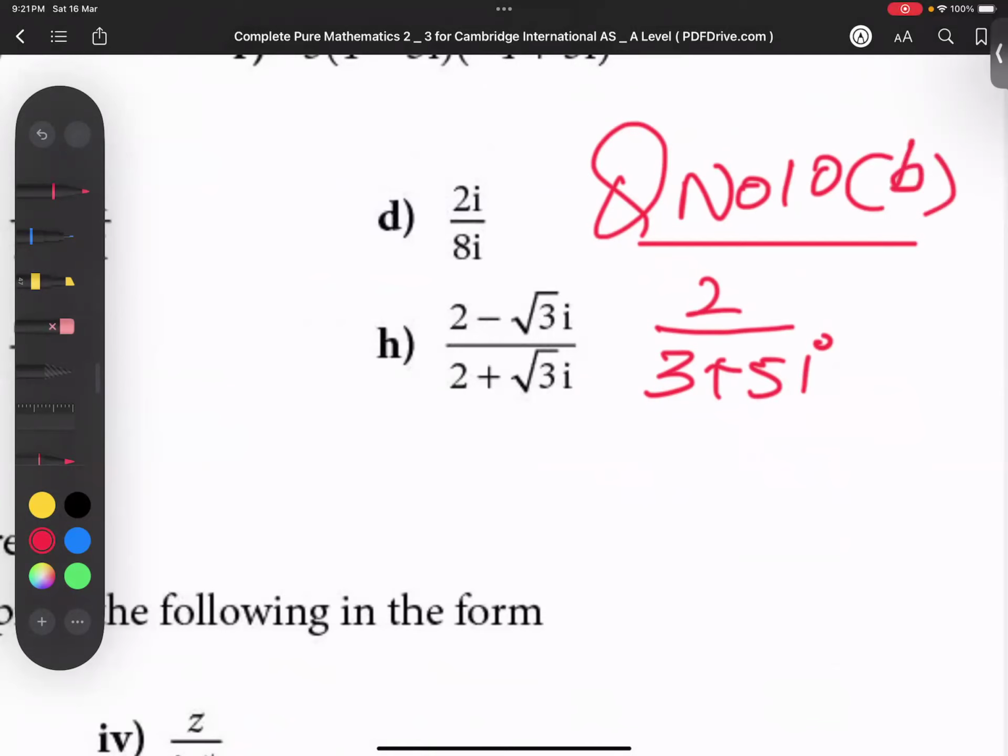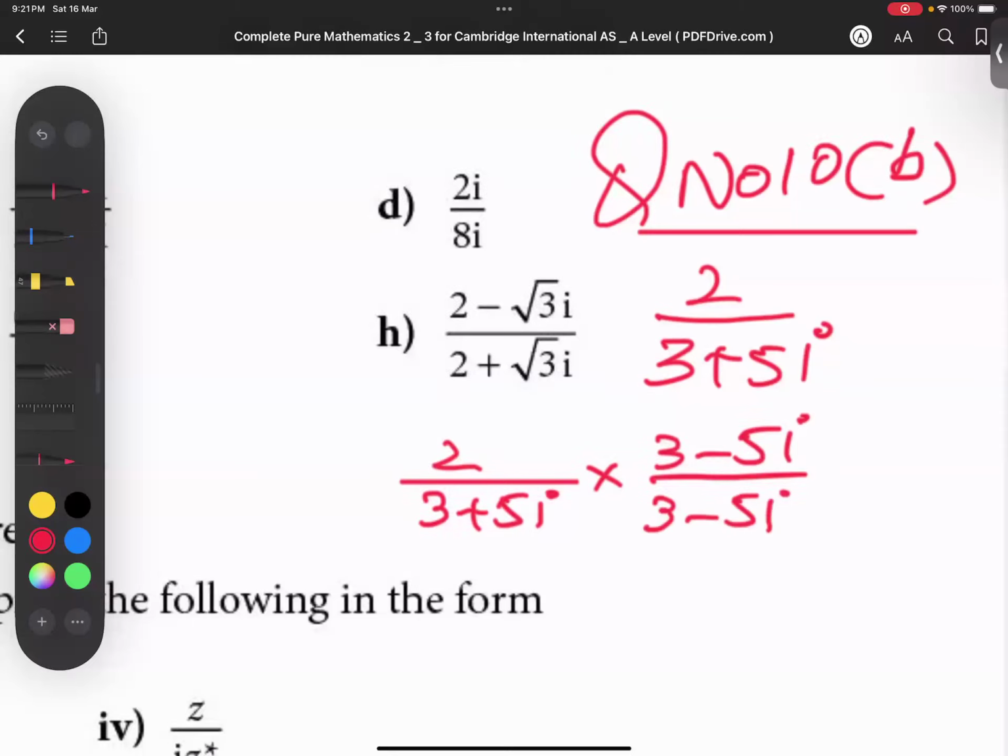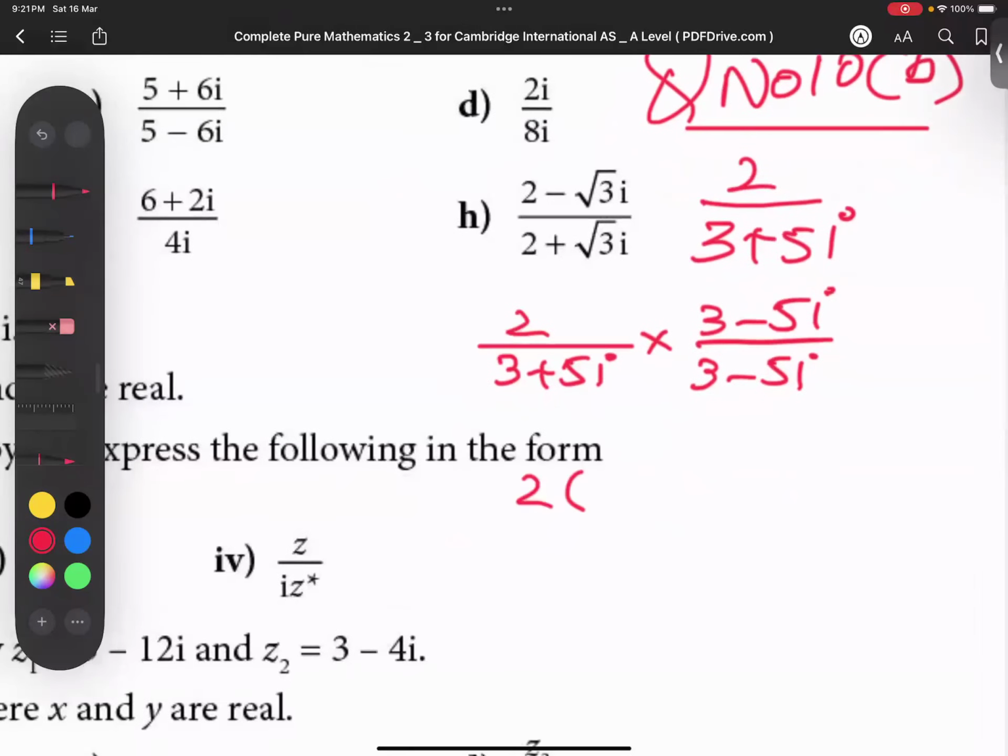And what we do, we rationalize. So 3 plus 5 iota, multiply by 3 minus 5 iota, and divide by the same number. 2 times 2, 3 minus 5 iota.